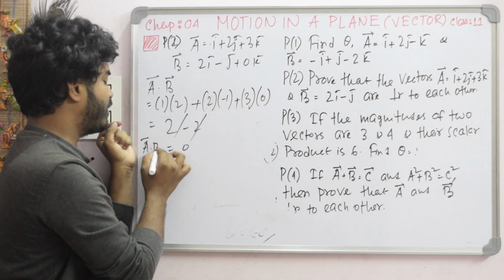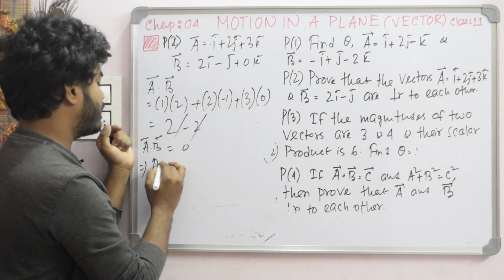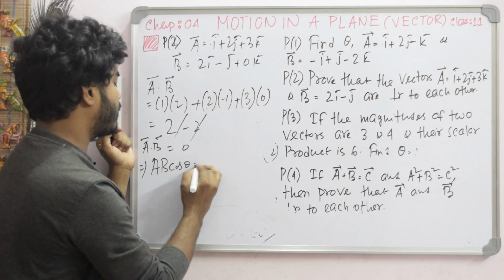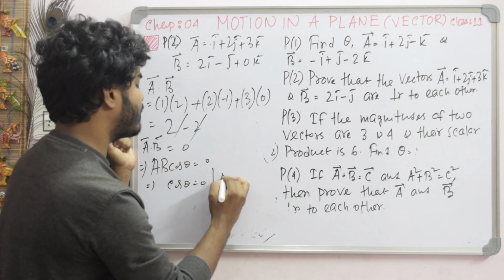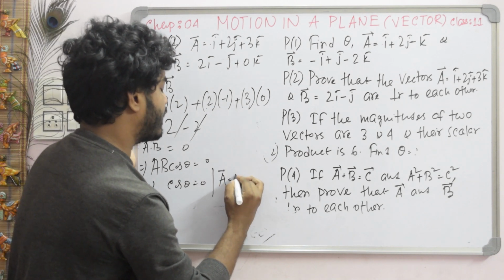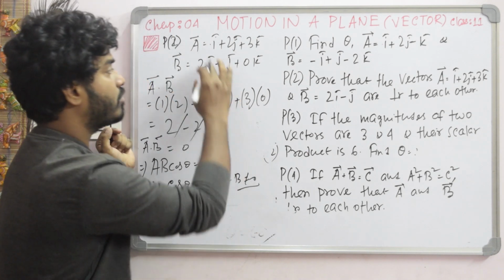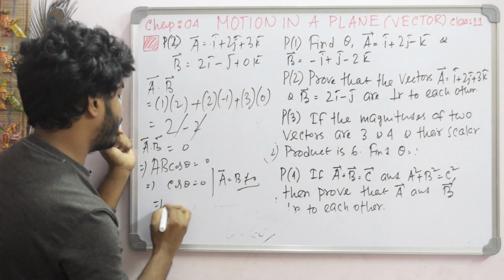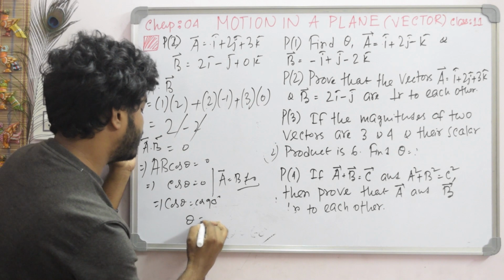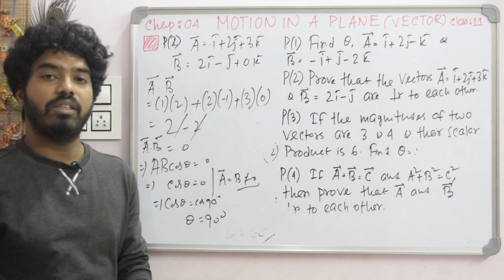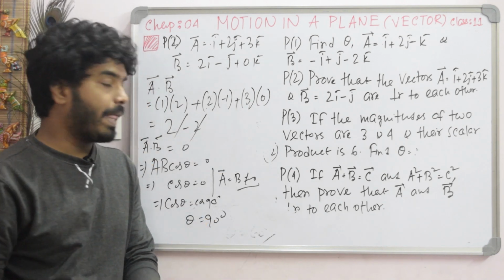A dot b is 0. So A dot b is 0, that means AB cos theta is equal to 0. But as the magnitudes of vector A and vector B are not 0, cos theta is equal to 0. So from here, cos theta is equal to cos 90, so theta is equal to 90 degrees.